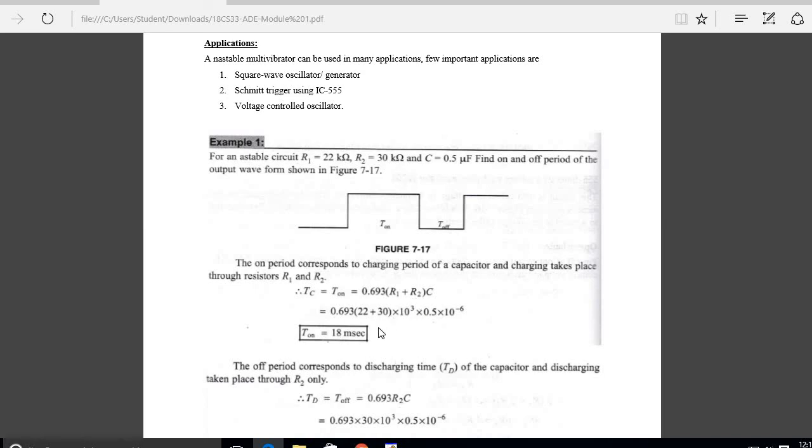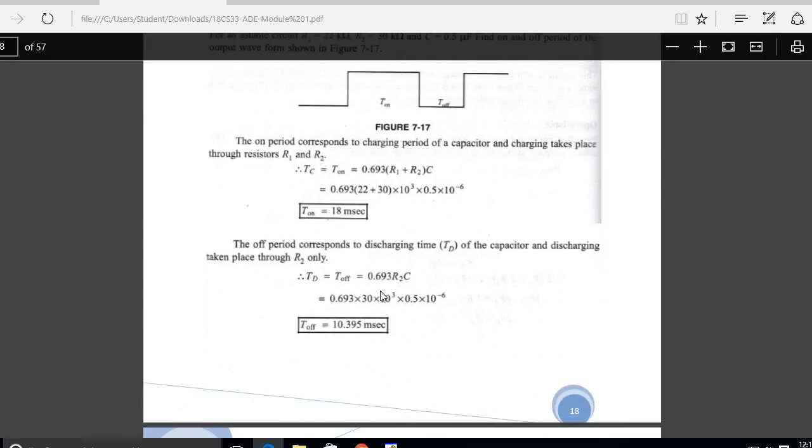R2 is 30 kilo ohm. So 30 into 10 power 3. Directly here it is combined and written as 10 power 3. Okay, the C value has been given as 0.5 microfarad. Micro means 10 power minus 6, milli means 10 power minus 3, nano is 10 power minus 9, and pico is 10 power minus 12. You have to remember those things. Okay, and after substituting these values, we'll get T on as 18 millisecond.